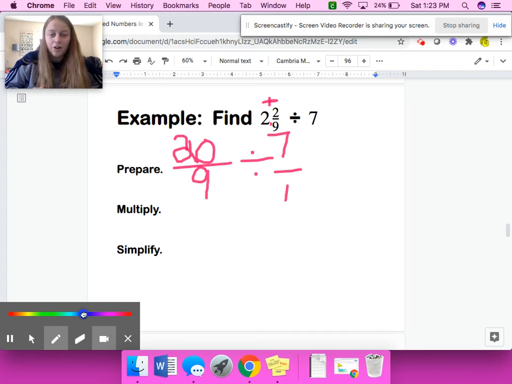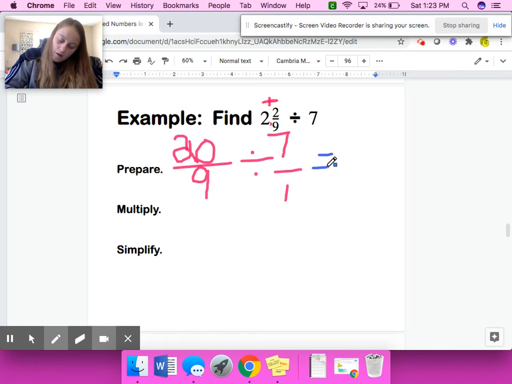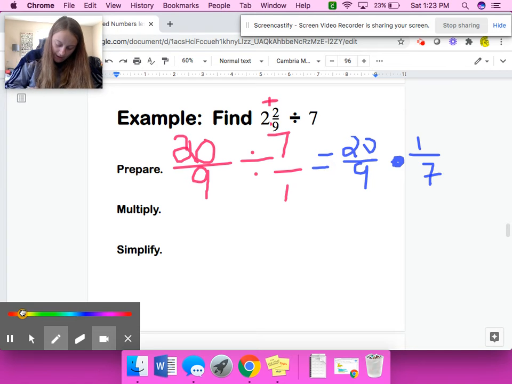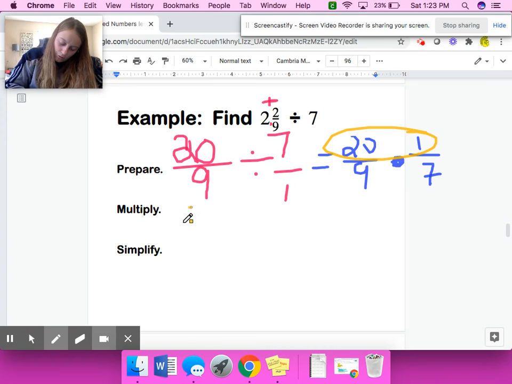I'm not done preparing because I still technically have a division problem here. So I can change this division problem to multiplying by keeping my first fraction, 20 over 9, changing the division to multiply, and flipping my second fraction over, so 1/7. Now, in fact, I'm ready to multiply. So 20 times 1 is going to give me a numerator of 20. 9 times 7 is going to give me a denominator of 63.